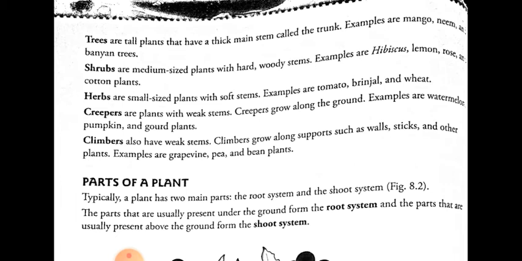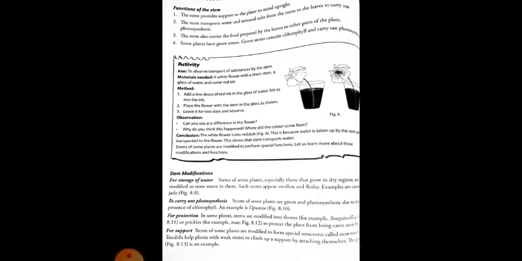Then we saw the parts of the plants. There were two parts of the plant. The plant was divided into two main parts: the root system and the shoot system. The root system is the part of the plant which lies below the ground and the shoot system of the plant lies above the ground. Then we studied about the root system.